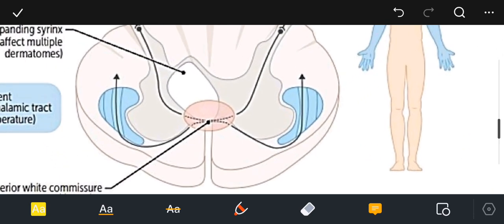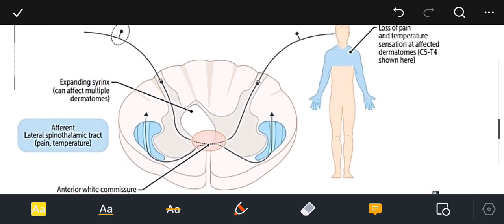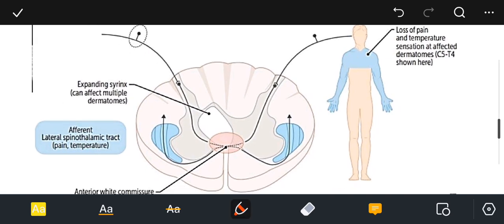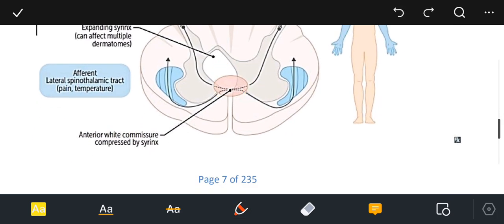So here you can see the spinothalamic pathway, that is for pain and temperature, traversing like this. These pathways are coming from the dorsal horn of the spinal cord. They decussate at the anterior commission and go to the contralateral side, and then they ascend upward. Decussation means crossing to the opposite side, so they cross within the spinal cord at the level of the anterior commission, like this point.